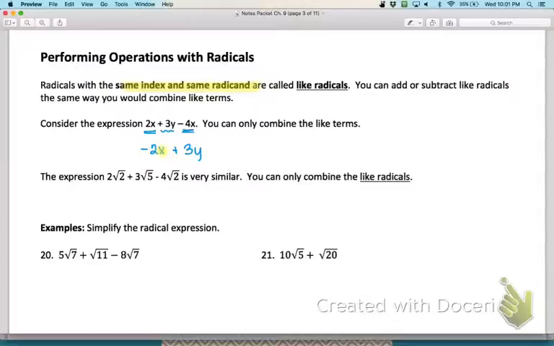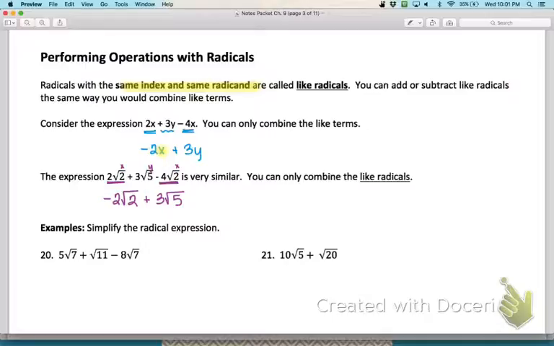Okay? The idea here is very similar. The expression 2 square root 2 plus 3 square root 5 minus 4 square root 2 is just like if this were x, y, and x. The only ones that are like radicals are the 2 root 2 and the negative 4 root 2. And when I combine them together, just like how we got negative 2x, I'm going to get negative 2 root 2. And the last one, I only have 3 square roots of 5 and nothing to combine it with, so it just stays positive 3 square roots of 5, I'm sorry. Negative 2 root 2 plus 3 root 5. That's your answer. We can't combine it any further than that because square root of 2 and square root of 5 don't match. We could multiply them, but we can't add them because you have to add like terms, or in this case, like radicals.